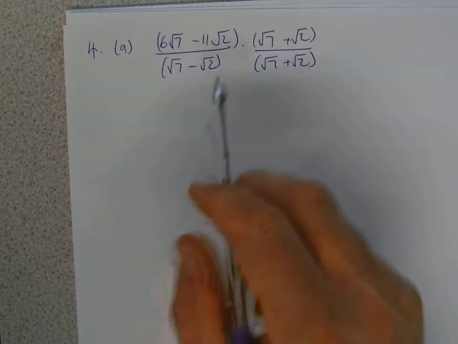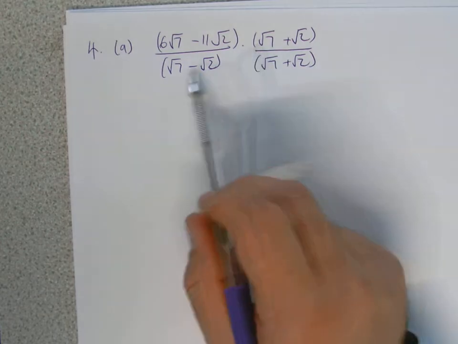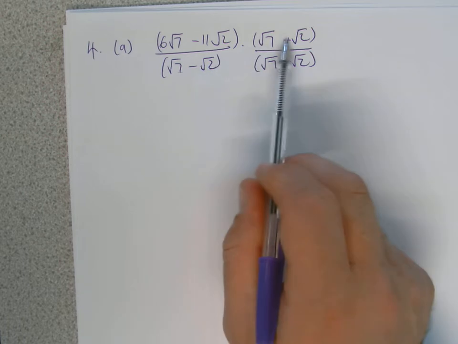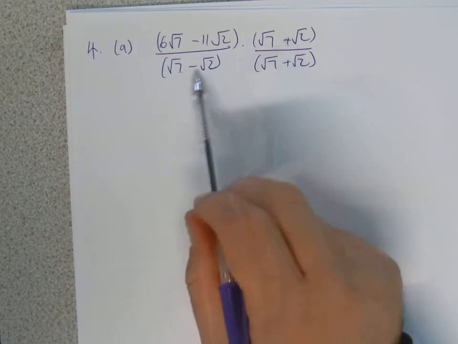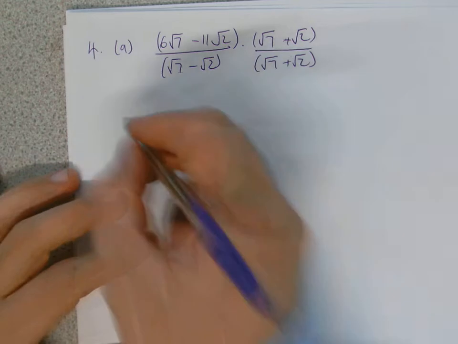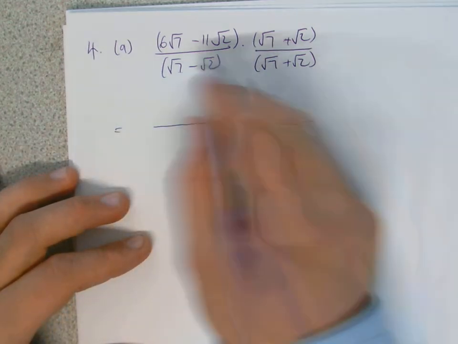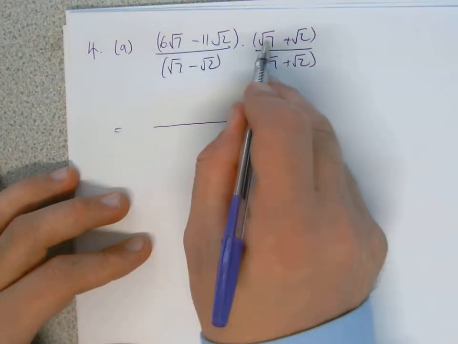Okay, question 4 I've already set up. So again, to simplify it, you've got to rationalize the denominator. So we multiply by the conjugate. Again, same thing as the bottom, but change the signs. So on the top here, you do firsts. So 6 root 7 times root 7.